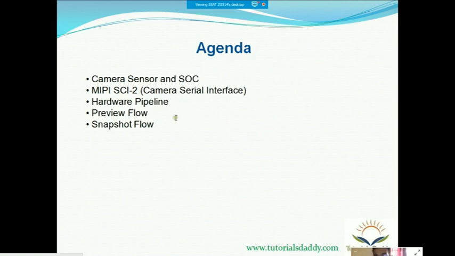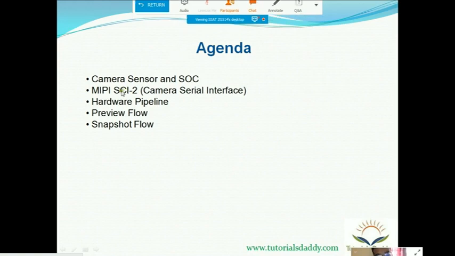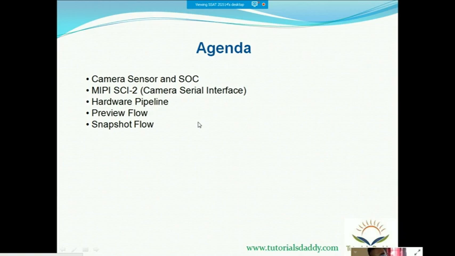So here this is written wrong. It should be MIPI CSI2, that is the camera serial interface. After that we will understand the hardware pipeline, how exactly the hardware pipeline works in our camera, and how the preview data flow and the snapshot data flow happen in the camera.